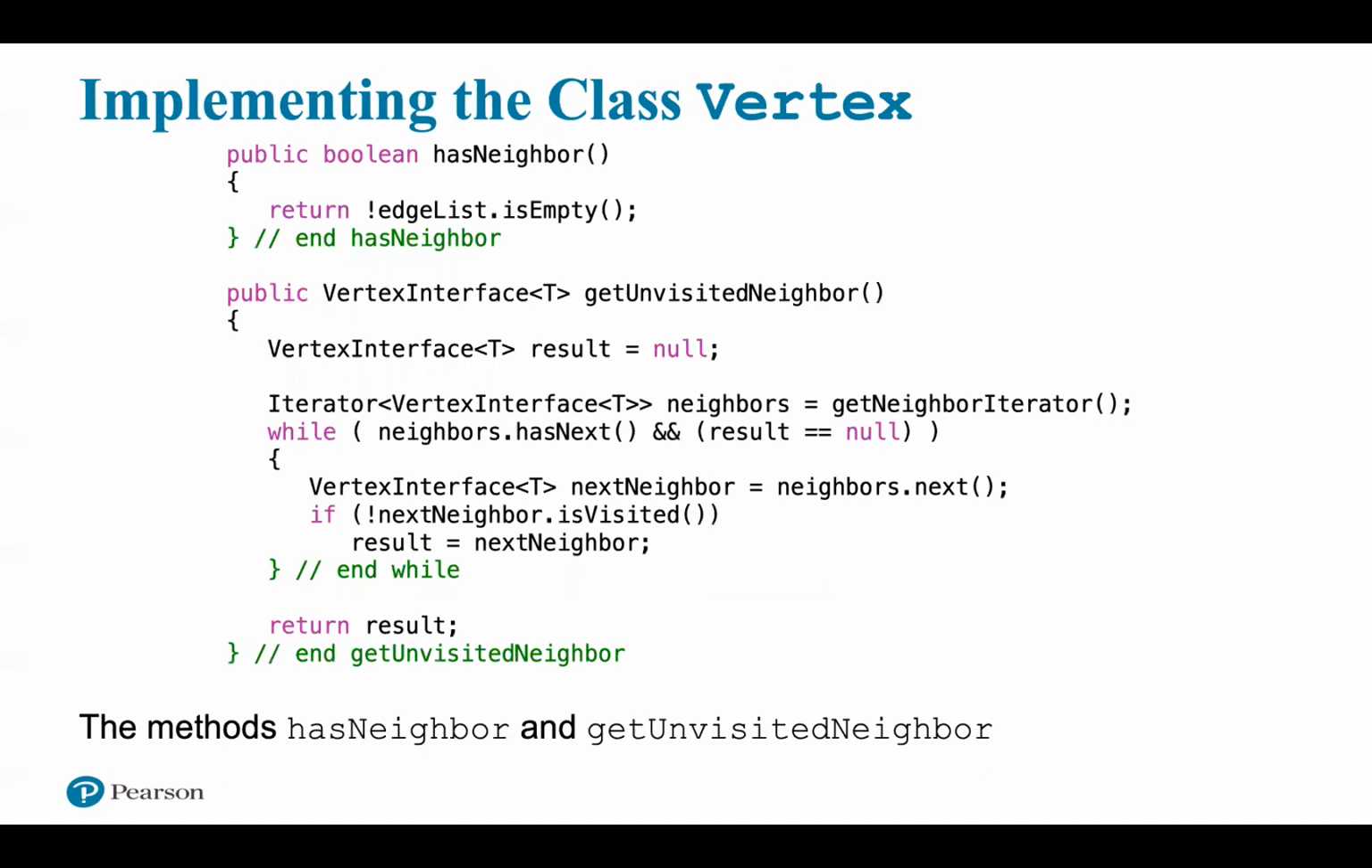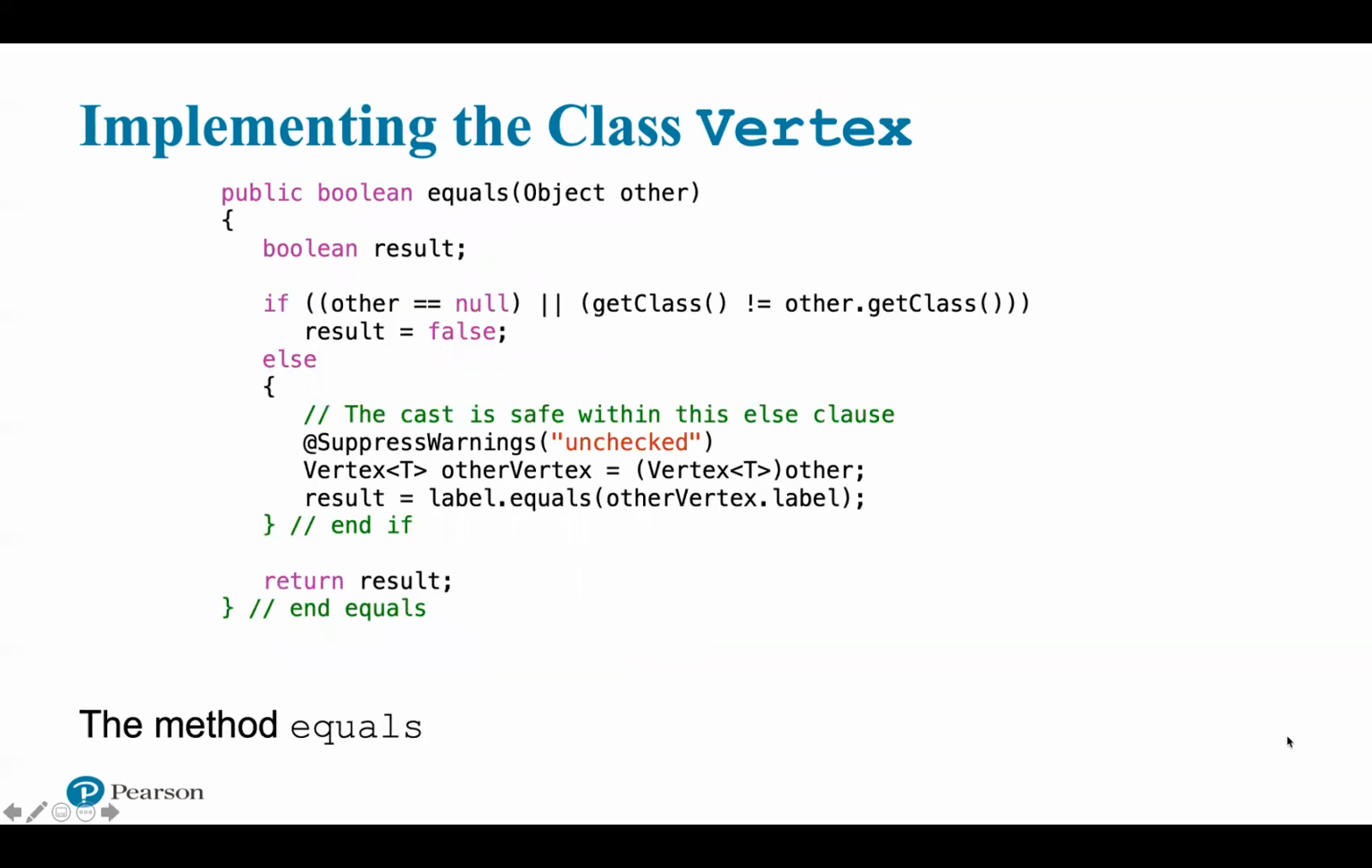For the methods hasNeighbor and getUnvisitedNeighbor, the method hasNeighbor uses the method isEmpty of LinkedListWithIterator to test whether the edge list is empty. The method getUnvisitedNeighbor uses the iterator returned by getNeighborIterator to return an adjacent vertex that is unvisited. This task is necessary in a topological sort. For the remaining methods, Vertex should override the method equals. Two vertices are equal if their labels are equal. The remaining methods of Vertex have uncomplicated implementations, and you can work on those on your own as you would like.